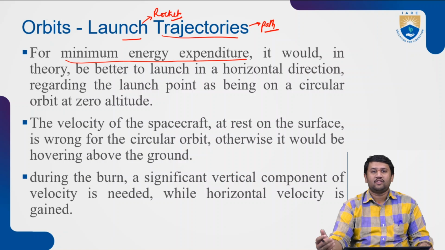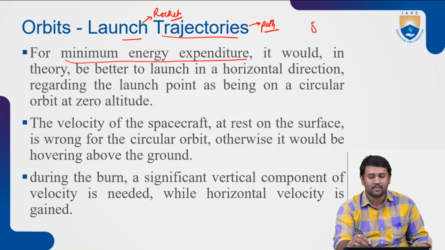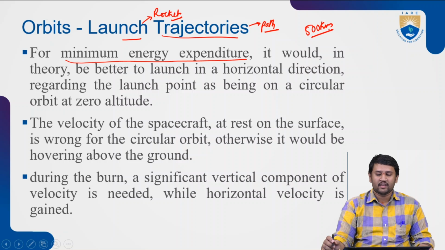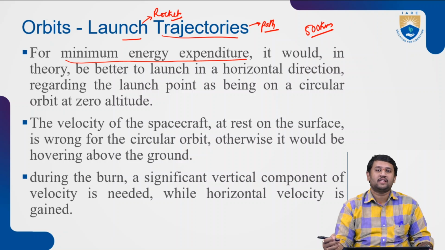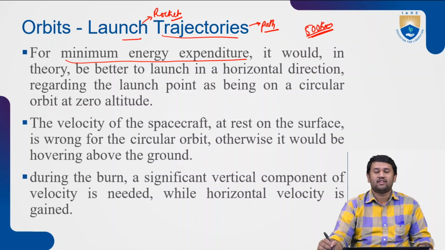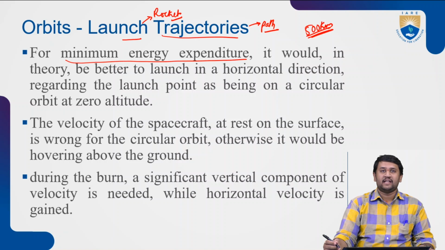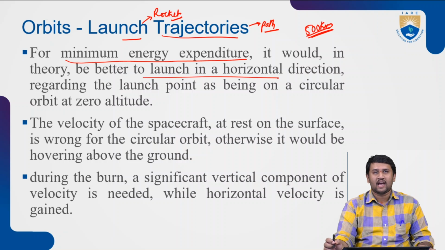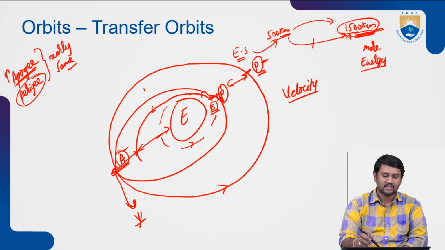For example, let's say you want to send your rocket or satellite or payload to a certain orbit, particularly, in our same example, 500 kilometers, right? We are required to send a payload to a 500 kilometer orbit, and what is the volume of energy required or expended by the rocket to take the payload to 500 kilometers of height? Now, in order to minimize that, what will we do? It would be better to launch in a horizontal direction, as if the earth is flat. Let us discuss the same here.